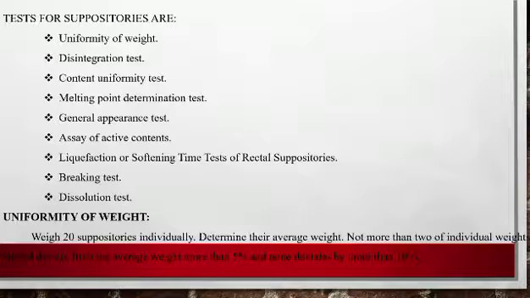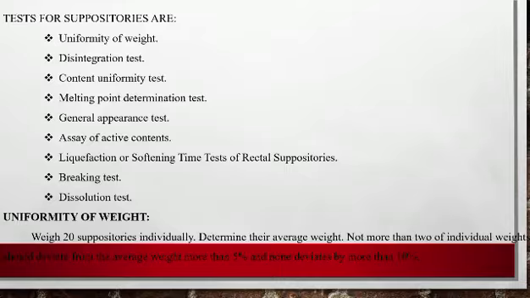Next is melting point determination test. Melting point determination test denotes how the suppositories melt at a uniform time. At what time do the suppositories melt at body temperature? How do they melt? And the next is general appearance test.